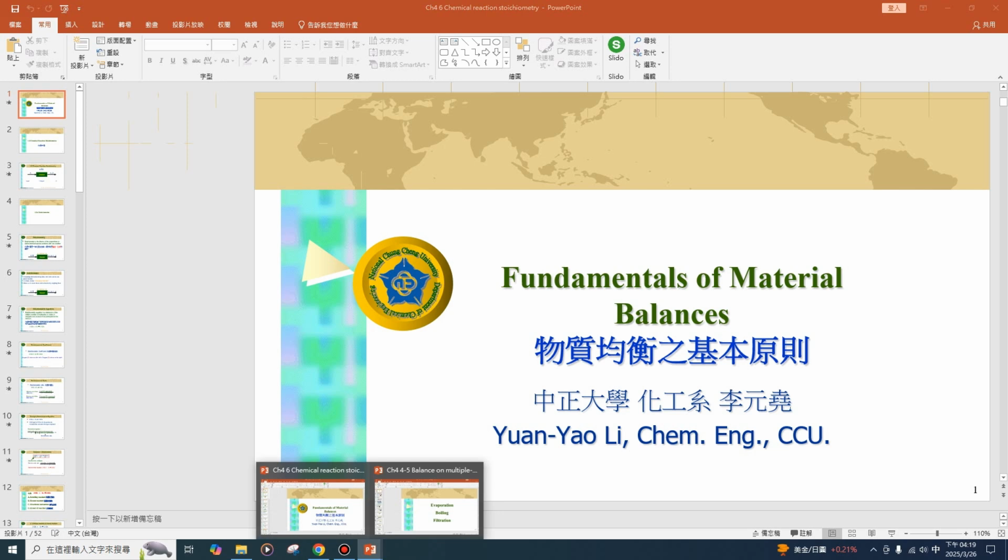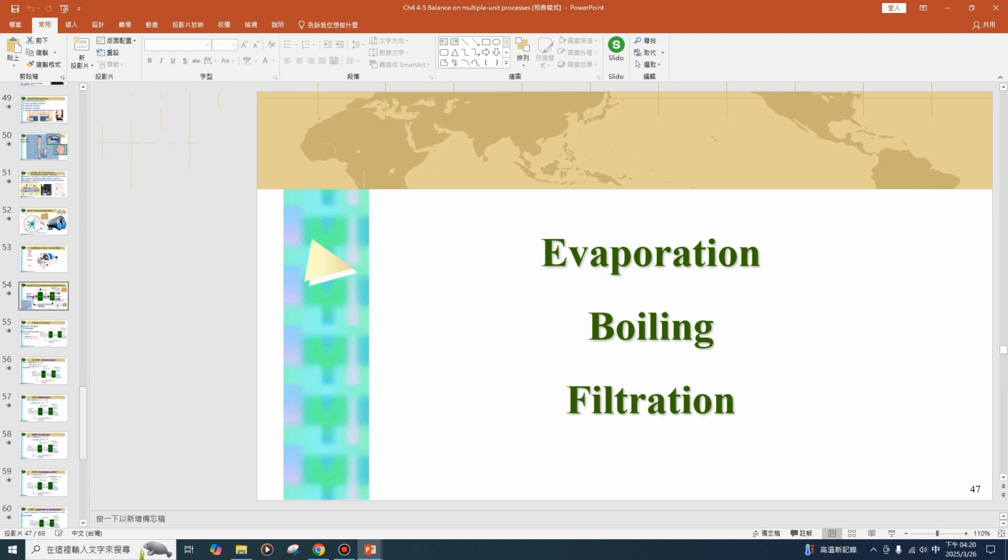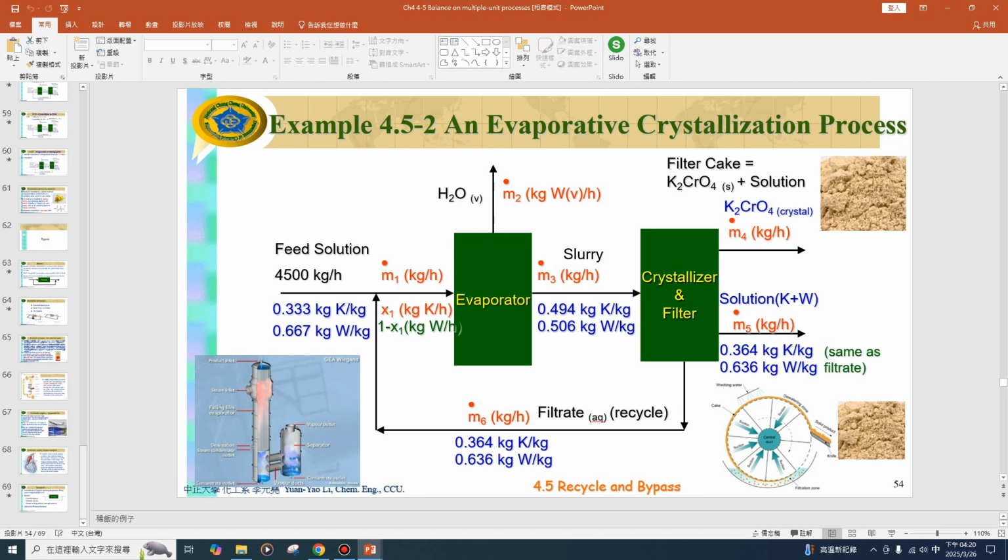Monday, we started to talk about multiple unit processes, right? So we have some unit operations, like evaporation, boiling, and filtration. I'm sure you all learned this in high school, but as college students, we want to know this at an industrial scale. So you need to know what's going on at the industrial scale, right?